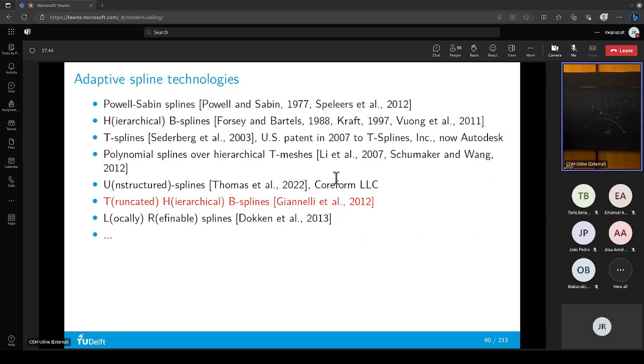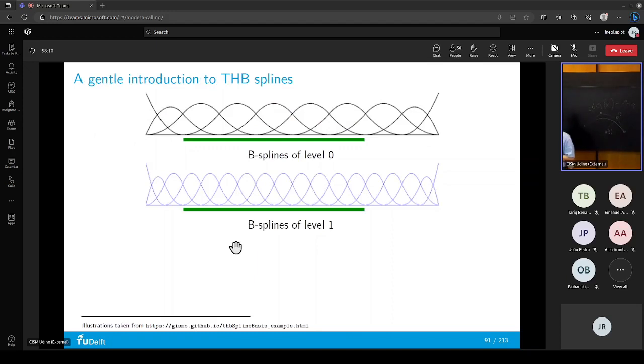THBs are a little bit my favorite, but there are other techniques which are equally good. I just put those that I know, and this is by no means complete. The most prominent, most important ones. And again, let me remind you, if you click here, you go to the reference. Just to explain how THB work graphically, because the formula way is a little bit more difficult.